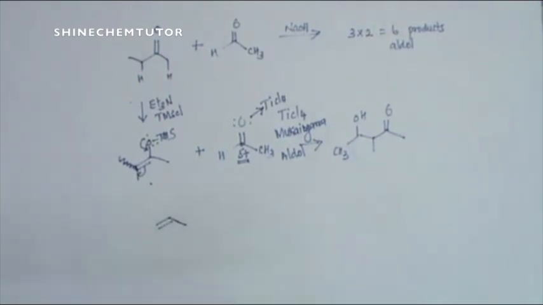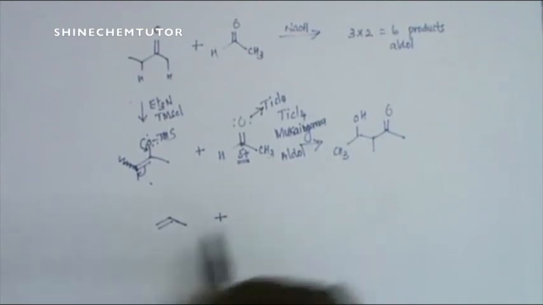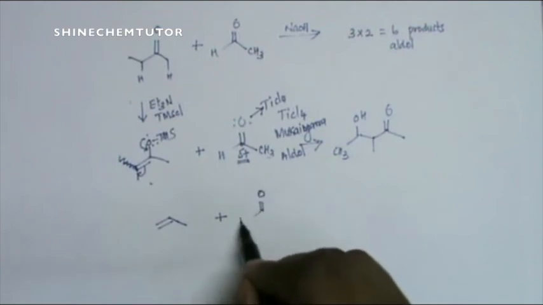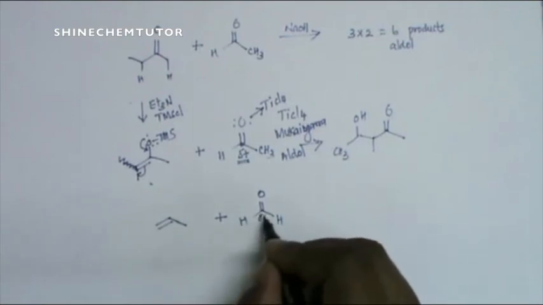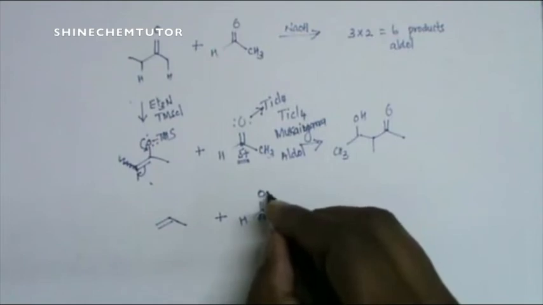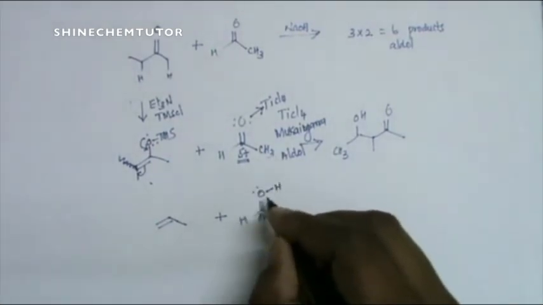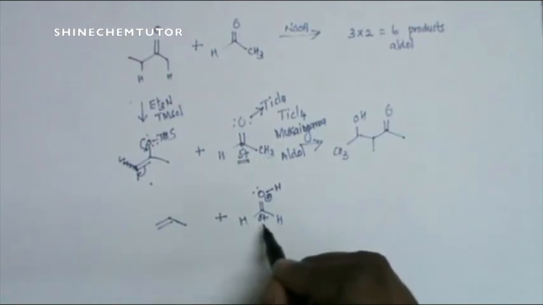We have one more reaction which is not that popular. When we add alkene to formaldehyde, the alkene cannot attack this carbonyl carbon because the δ+ is very small. At the same time, if I add H+ to this, the δ+ on this carbon will increase.